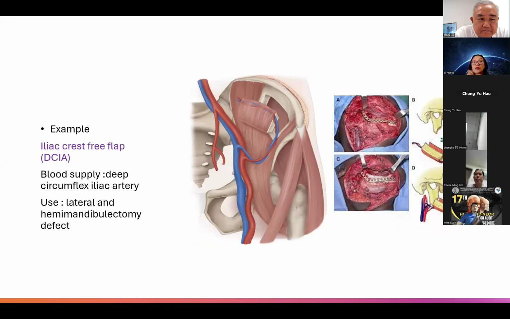Usually we use it for a lateral and hemimandibular defect because it cannot be that long. When you raise iliac crest bone, you know that the maximum you can get is around 10 centimeters. So you cannot go beyond that. Based on that, if you have a subtotal mandibulectomy defect, then you cannot think about iliac crest free flap. You have to think either fibula or something else, or the combination of 2 or 3 bone flaps.